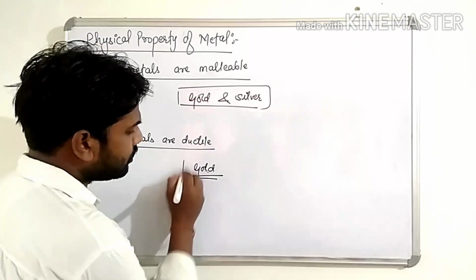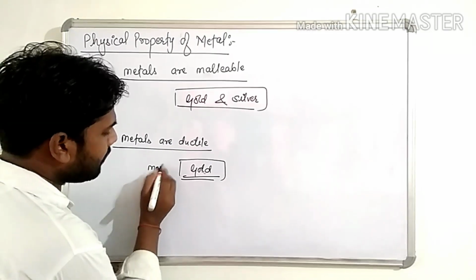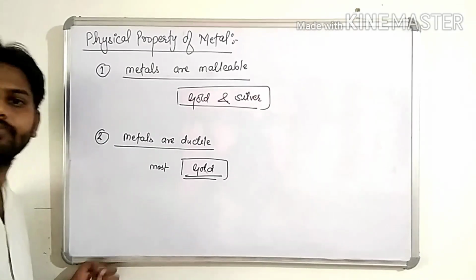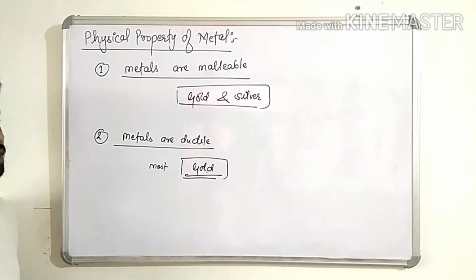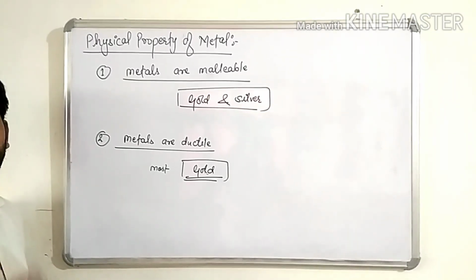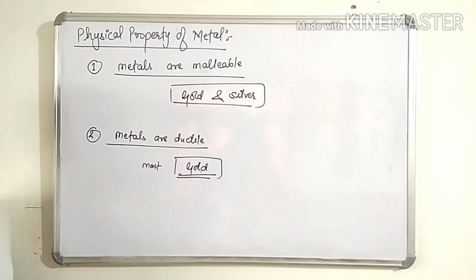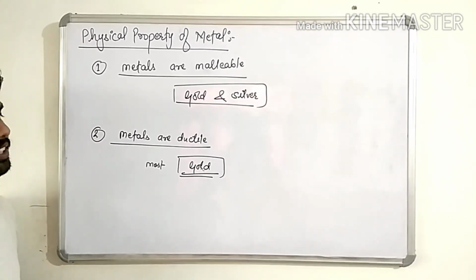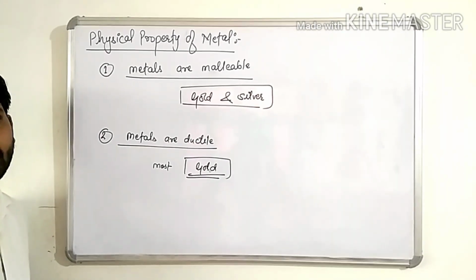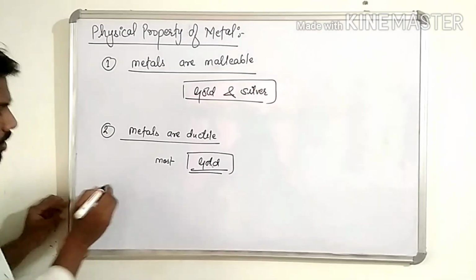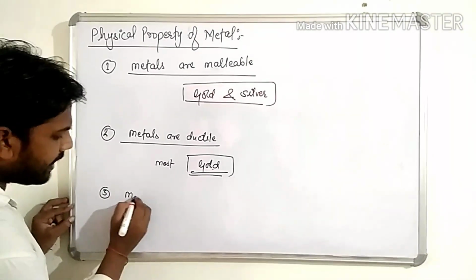Okay, this is the most ductile metal, because when we take 1 gram of gold, it can be stretched up to 2 kilometers. This is why gold is the most ductile metal.